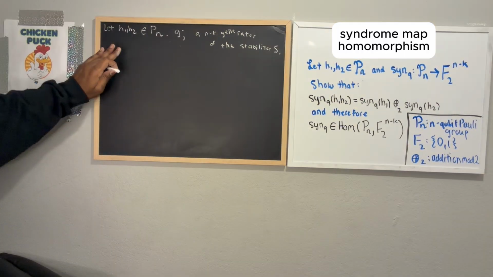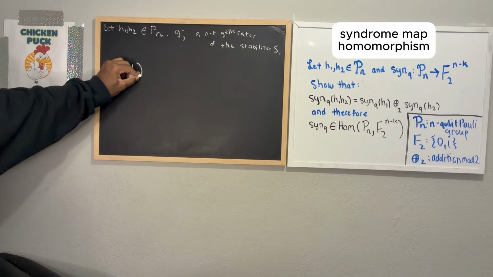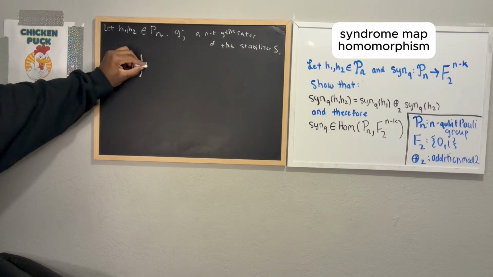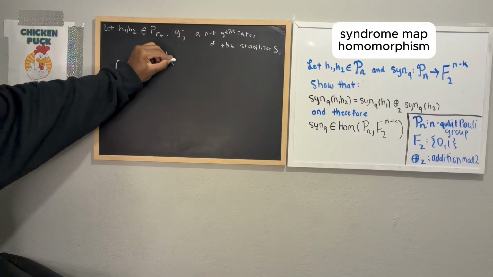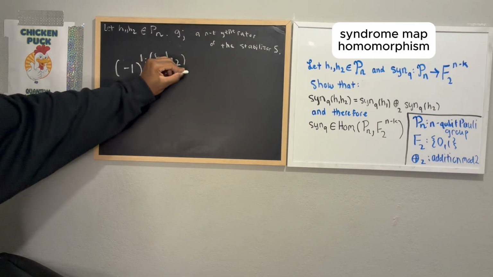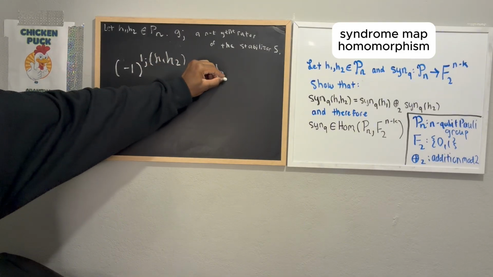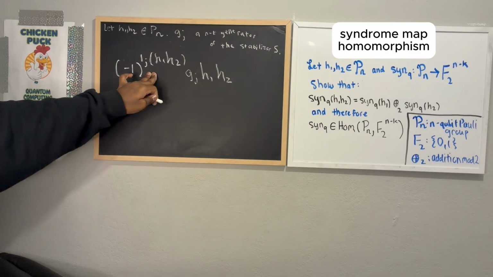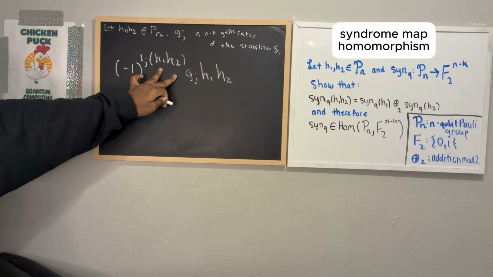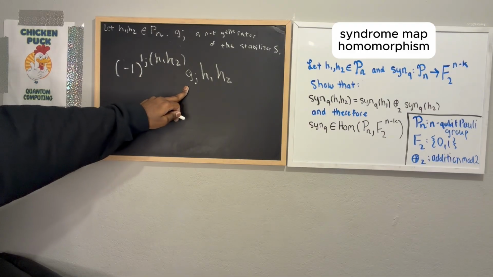So the first thing we want to write down is (-1)^{l_j(H1)} G_j H1 H2 G_j. Now, why do we write this down? Because l_j tells us whether H1 H2 commutes or anti-commutes with this G_j.